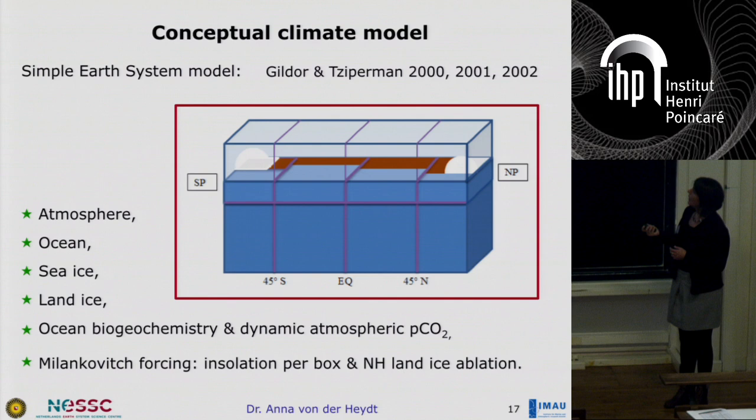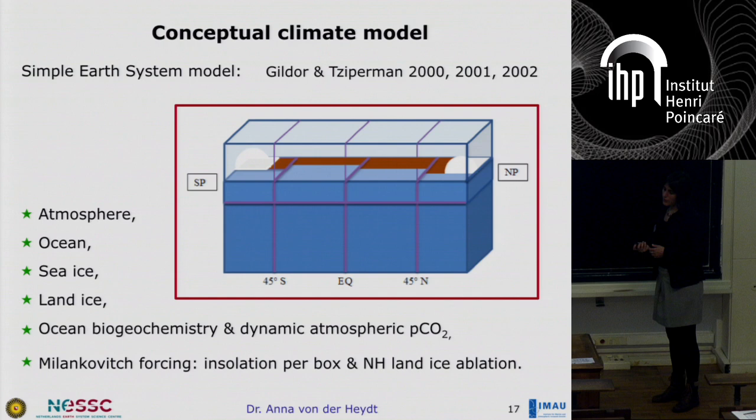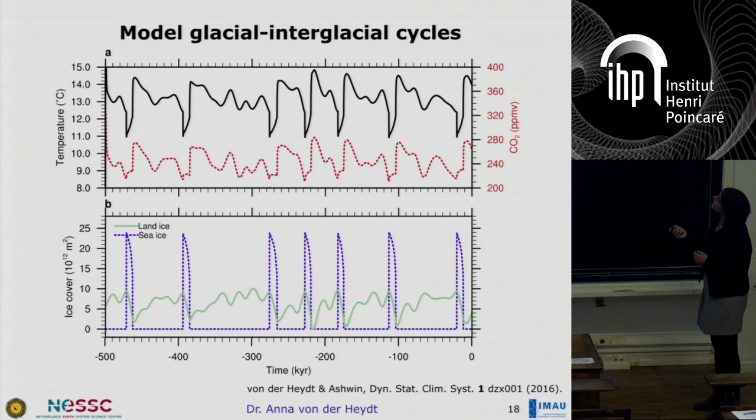And then there is some simple biogeochemistry in the ocean coupled such that you actually have a dynamic atmospheric CO2 concentration, and you can add Milankovitch forcing per box to get variations. And this model is actually able to produce by itself, even without the Milankovitch forcing, the glacial-interglacial cycles. So it simulates, here it starts 500,000 years to zero. The black line is the temperature evolution, so you clearly see these transitions between cold glacial states and warmer states and so forth, and you have an associated variation in CO2.